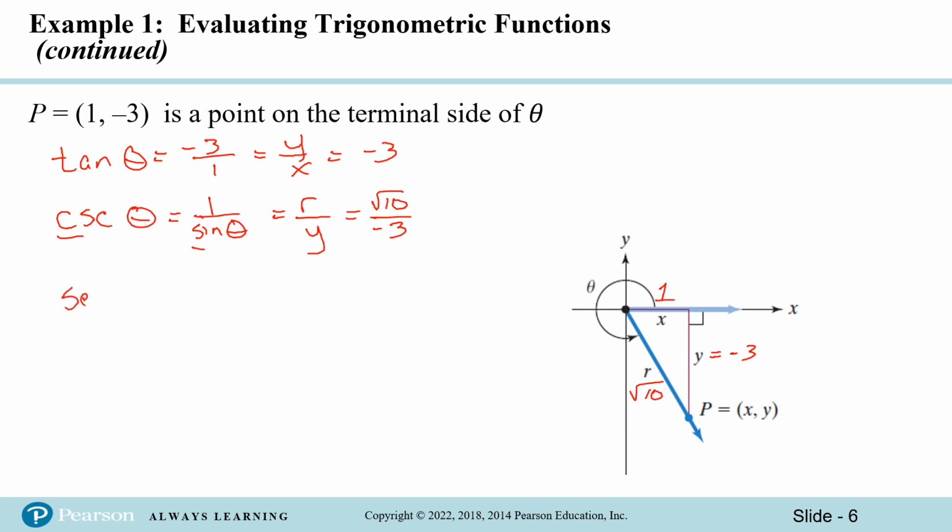We need the secant. The secant is the reciprocal of the cosine. The cosine is adjacent over hypotenuse, so we need the hypotenuse over the adjacent. R over x. So square root of 10 over 1.